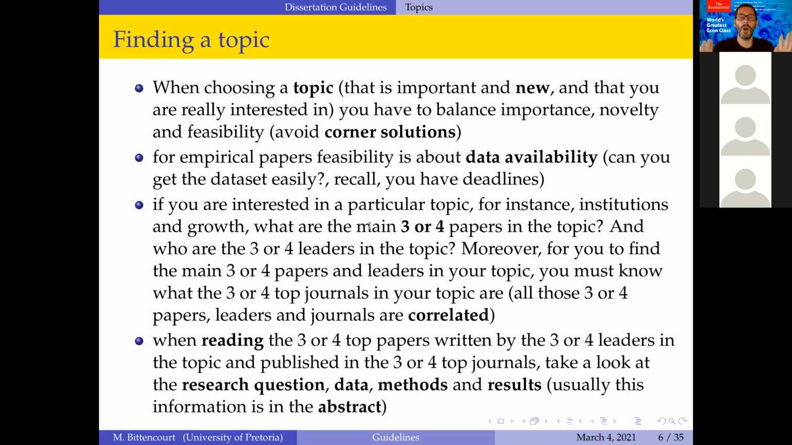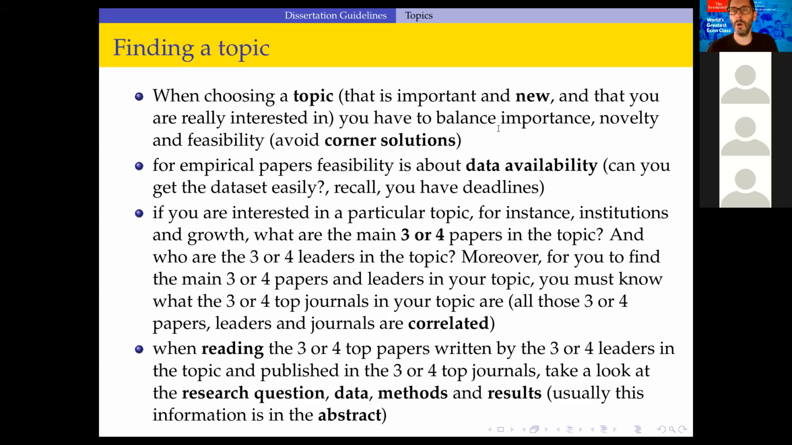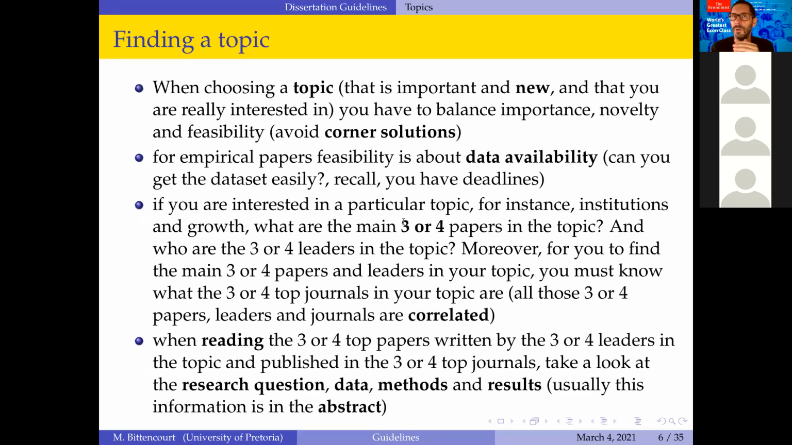Who are the 3 or 4 main economists writing and working in that particular topic? Is it a guy at MIT? Is it a guy at Harvard? Is it a guy at the LSE? Or is it a person in a different place?